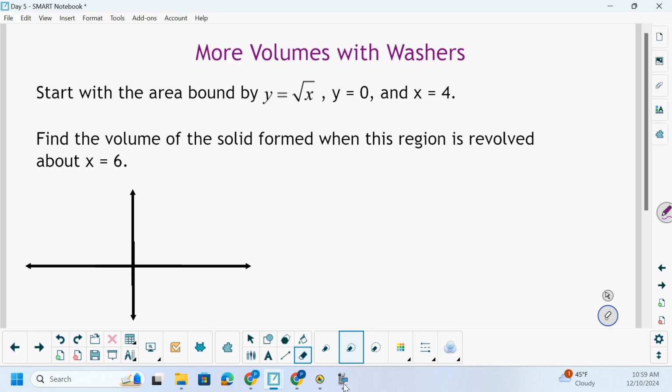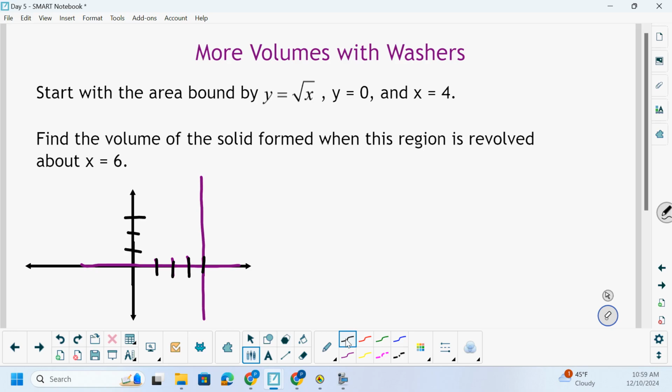So we've got y equals 0. Y equals 0 is just the x-axis. We've got x equals 4. And then we've also got square root of x. So square root of x goes through (0, 0), (1, 1), and (4, 2). So that gives us our region, that surrounded part there.